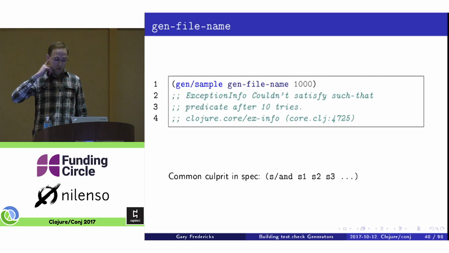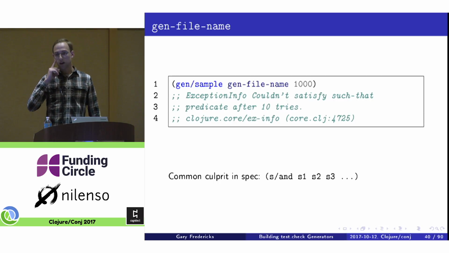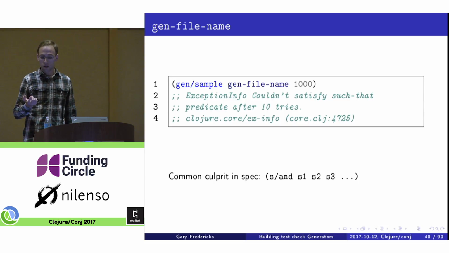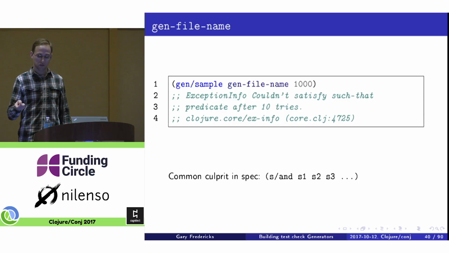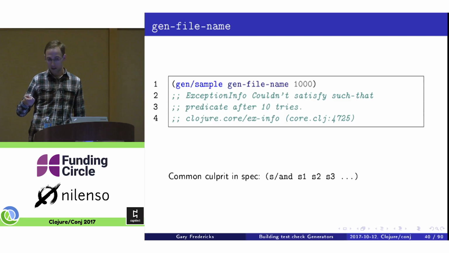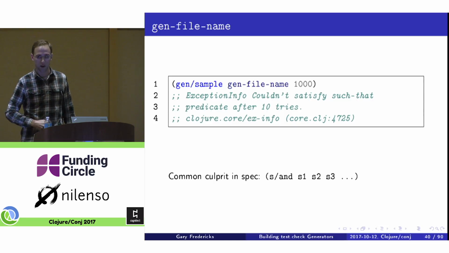This comes up a lot for spec users because of the and spec. Because the only way to generate something from an and spec is to generate something from the first spec and then pass it to such that and check that the other specs pass.